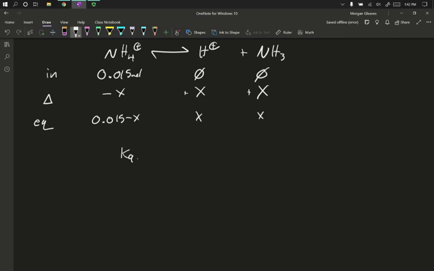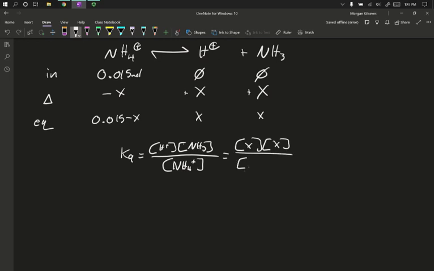Our Ka is going to equal the concentration of our H plus, our base ammonia, over our acid ammonium. Well, for H plus, that's x. For ammonia, NH3, that's also x. And for ammonium, that's 0.015 minus x. All that has to equal our 5.6 times 10 to the minus 10.